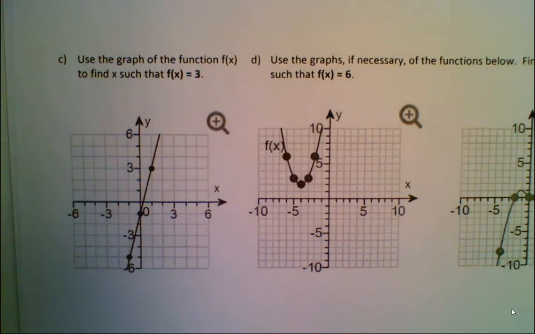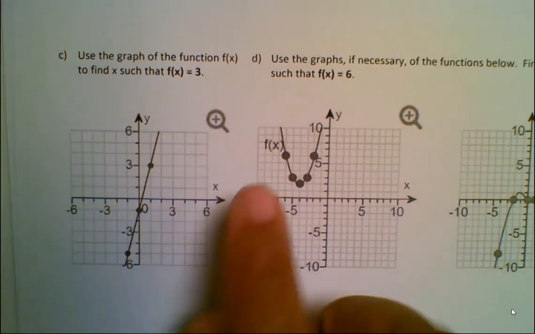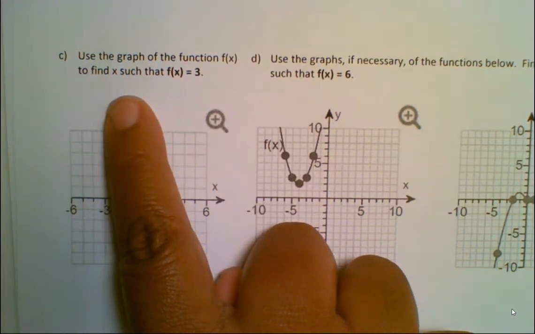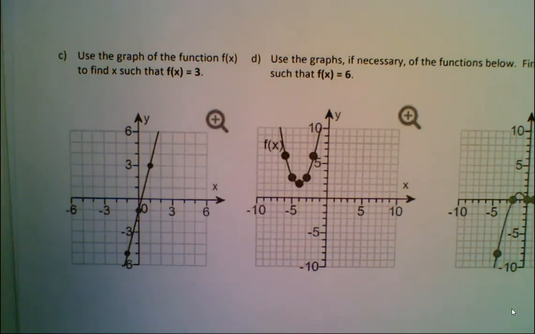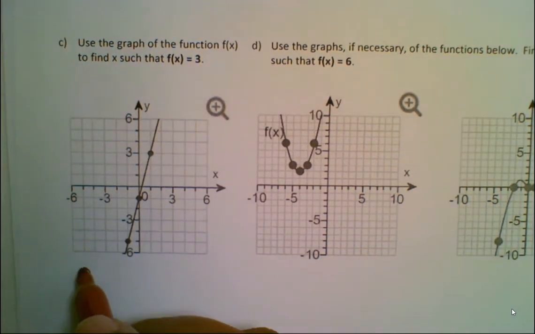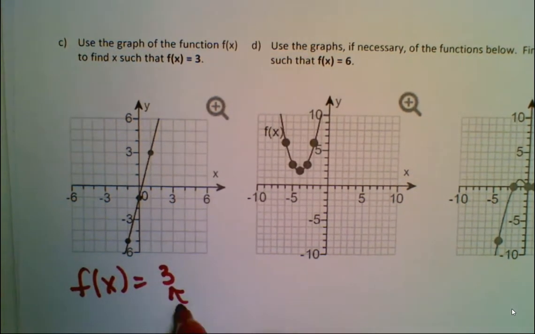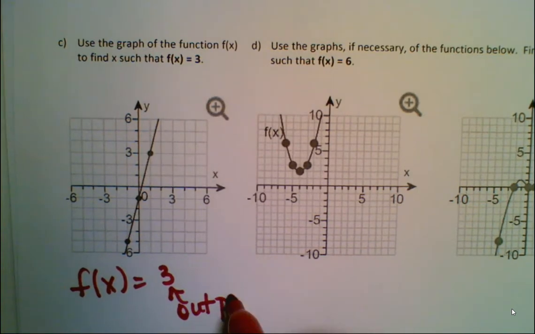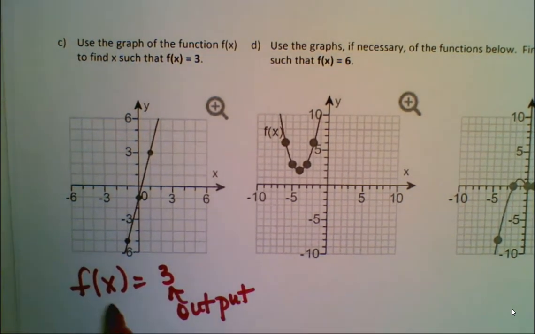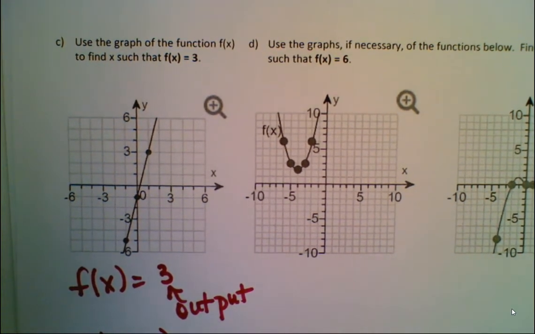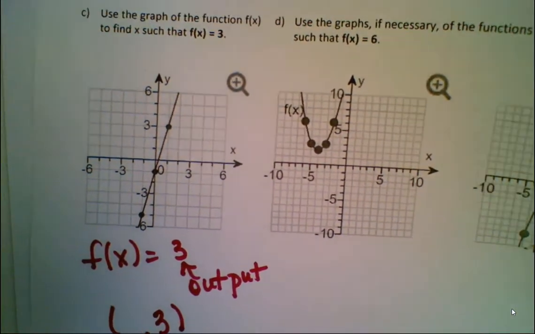C and D are a little bit different because for C it says use the graph of the function f of x to find x such that f of x is equal to 3. So this is an indication here where I have f of x is equal to 3. This is my y coordinate. This would be the output. I want to find the input. I want to find the value of x. If we write it as an ordered pair, 3 is the y coordinate.